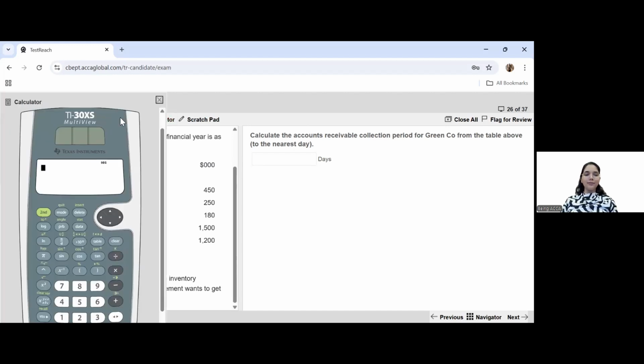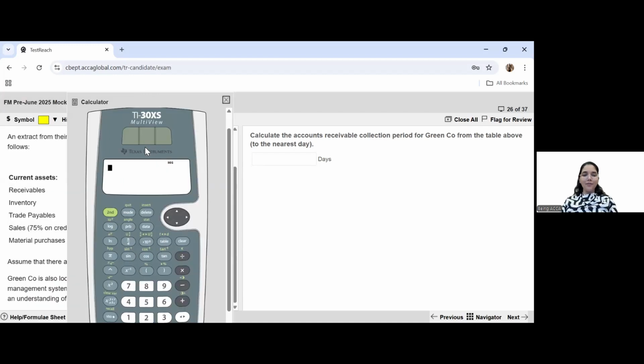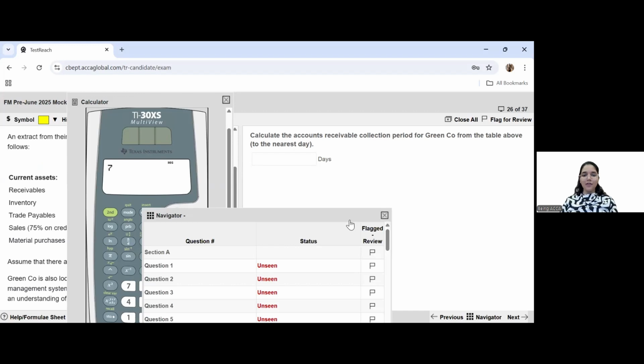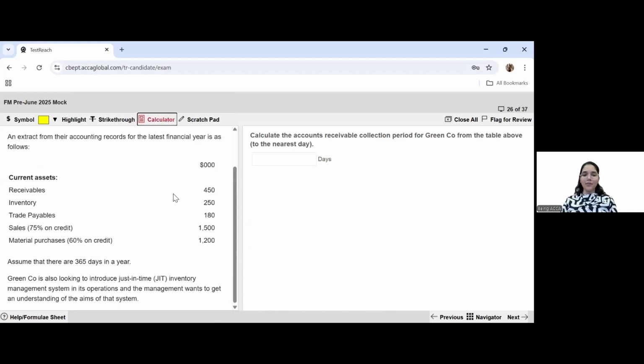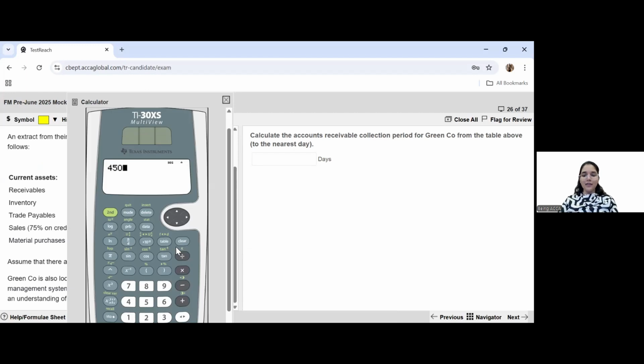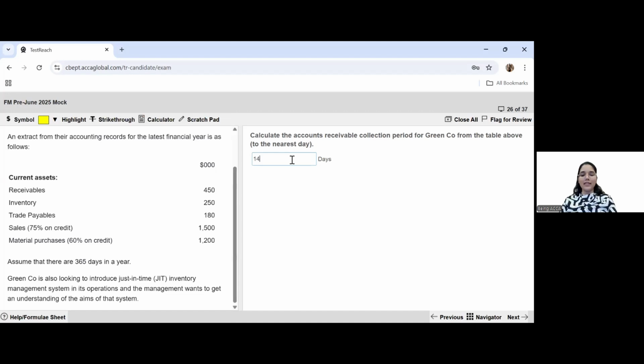So I take 75% of 1500, or you can say 1500 multiplied by 0.75. So 1125 is the amount of our credit sales. 450 divided by 1125, and this needs to be multiplied by 365 to arrive at our final answer, which is going to be 146 days. So 146 days is the answer for our accounts receivable collection period.